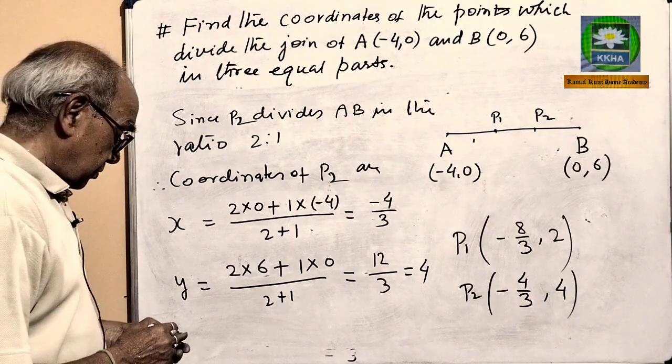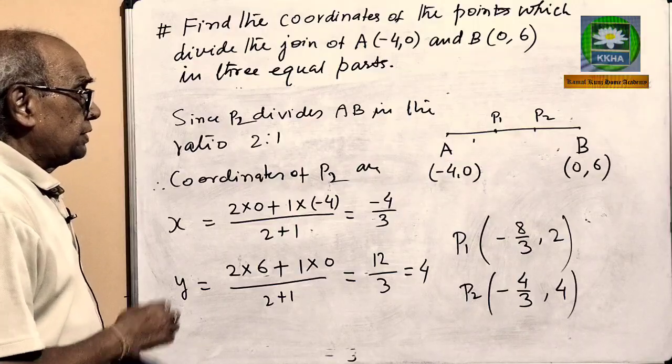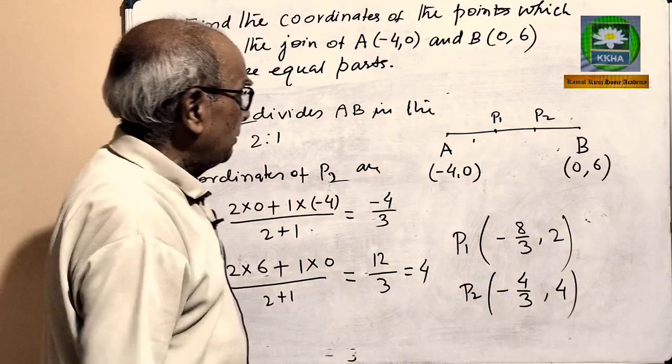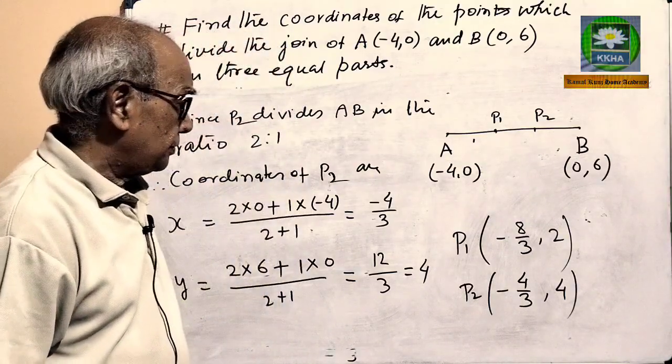So P1 and P2 are the points which divide segment AB in 3 equal parts.